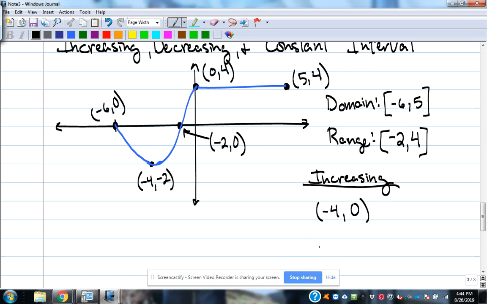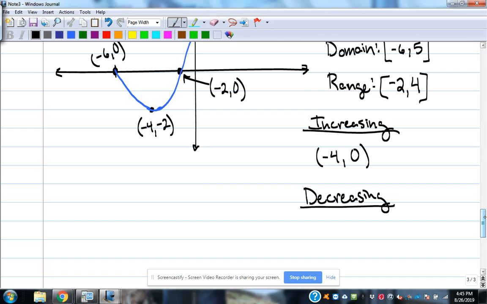All right, so let's do a decreasing, if there is one. I think there is one. We already talked about it a little bit. Where, as we read this graph left to right, where is it decreasing?